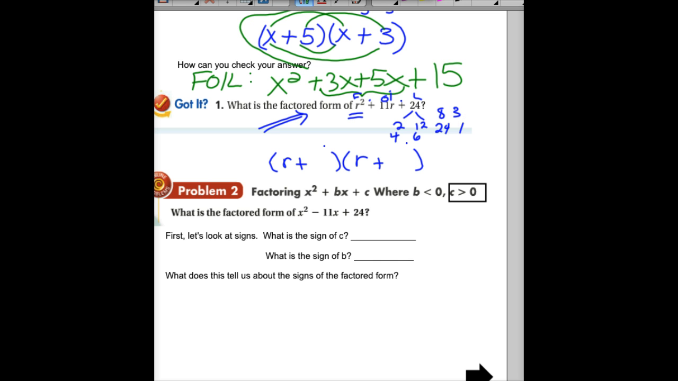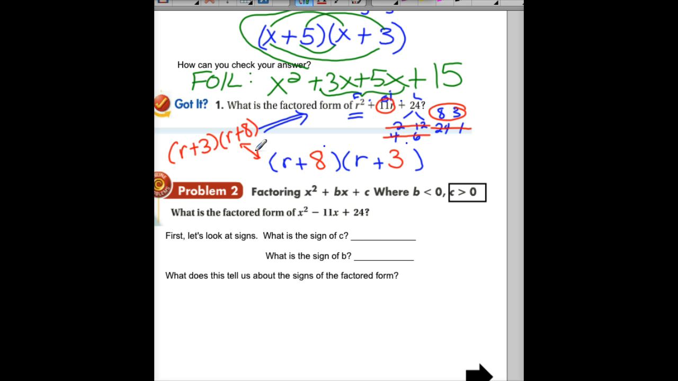How do you decide? You go right to the middle because they need to add to 11. Adds to 14, adds to 10, adds to 11, adds to 25. So my winning pair of last terms are 8 and 3. It doesn't matter if you write it like this or like this. These are equivalent because multiplication order does not matter.